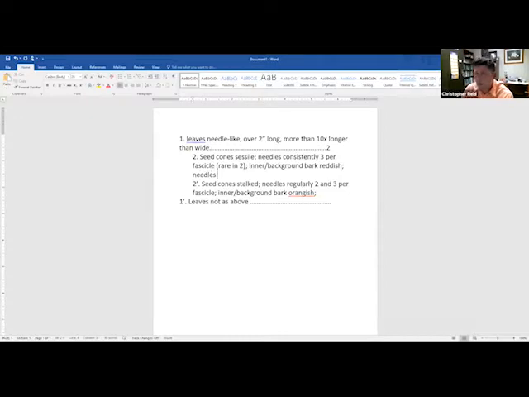I don't remember the exact range and length. They do overlap. So this is going to be an overlapping character state.